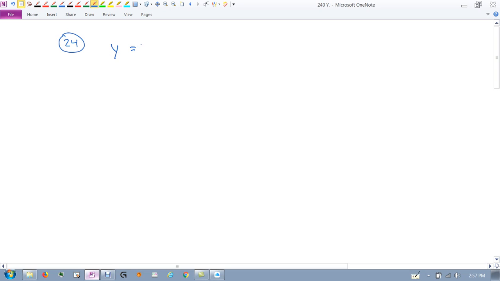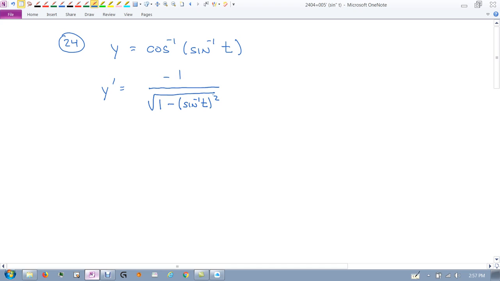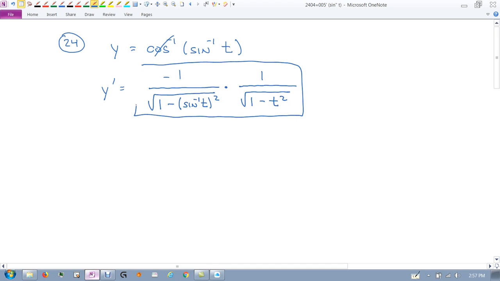24. Y is cosine inverse of sine inverse of t. Ew, yuck. So y prime, okay, the derivative of arc cosine of something is negative 1 over the square root of 1 minus the argument, whatever was in it, arc sine of t, squared. As bad as that looks, that's what it is. Times, now we've done that, let's take the derivative of arc sine of t. The derivative of arc sine of t is just 1 over the square root of 1 minus t squared. And that's it. I don't think I want to touch that. Not much you could do with that.